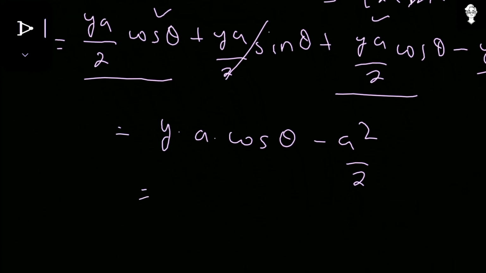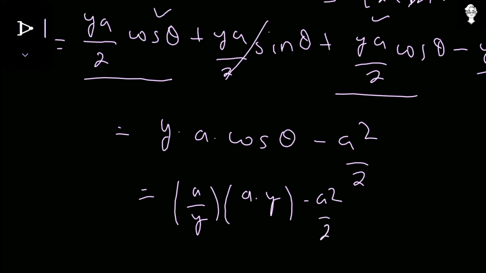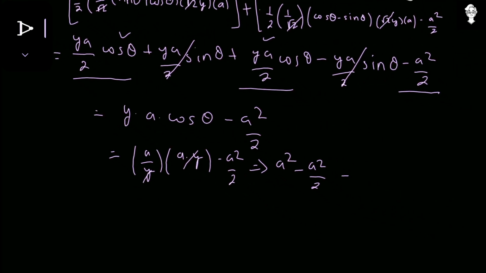So as we just saw that the value of cos of theta is going to be equal to A upon y, this is multiplied with A into y and minus A square upon 2. y and y got cancelled out. What is remaining is A square, and we have to subtract A square upon 2. So this thing will give me just A square upon 2. So this is the area 2.